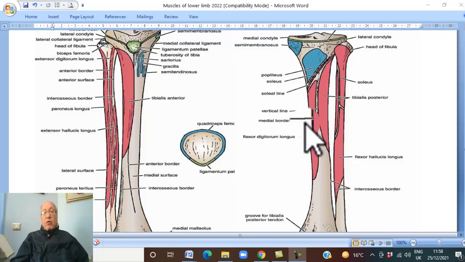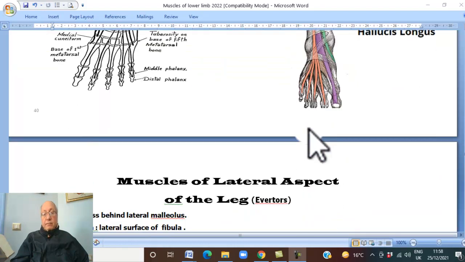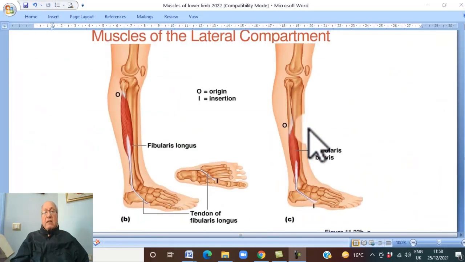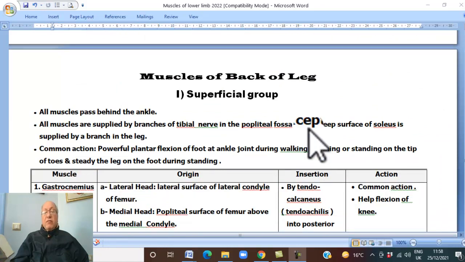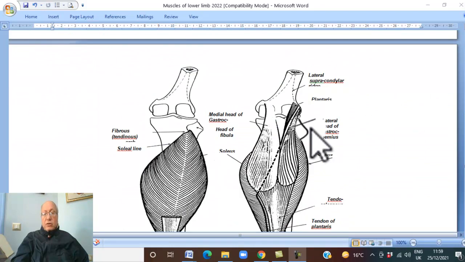What is the origin of plantaris? The origin of plantaris arises from the lateral supracondylar ridge, the lower end of the lateral supracondylar ridge, from here.